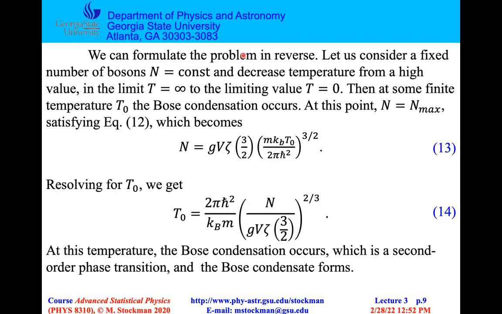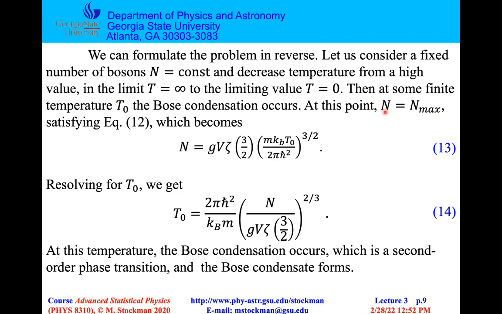We can formulate this problem in reverse. Let us fix the number of bosons in the system and then decrease temperature. Start with very high temperature, the limit of infinity, where the system is classical and there is no Bose condensate, and go down to the limiting value T equals 0. When I decrease temperature, obviously particles do not occupy states with very high energy. They go down in the energy spectrum. Typical energy would be of order k_B T. And of course, because I'm compressing them down, there is not enough phase space for them. And at some temperature, Bose condensation starts. I will call this temperature the critical temperature, T0.